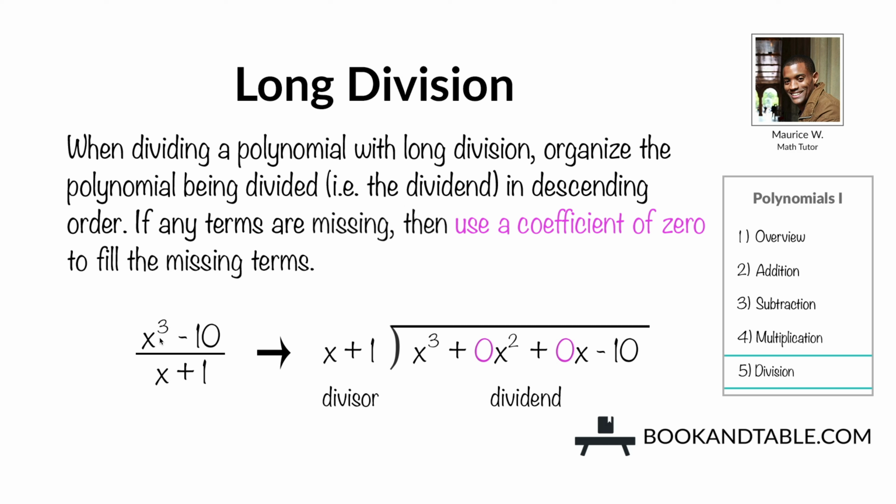Now this polynomial, x cubed minus 10, we don't have x to the second or x to the first, but we fill those in the dividend by adding a coefficient of 0. And we're allowed to do that because 0 times anything is 0. So 0x squared is equal to 0, plus 0x is equal to 0. So this is just to help us complete the long division process, but it does not affect the actual value of the dividend. We are not altering the value since 0x and 0x squared are both equal to 0.